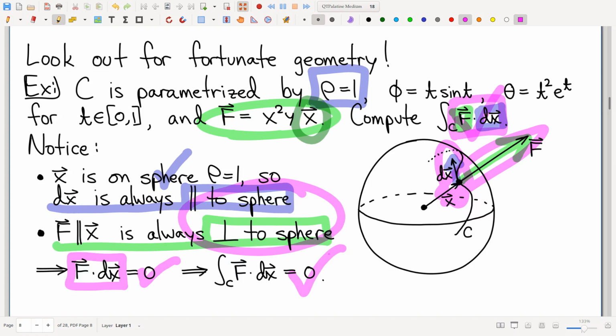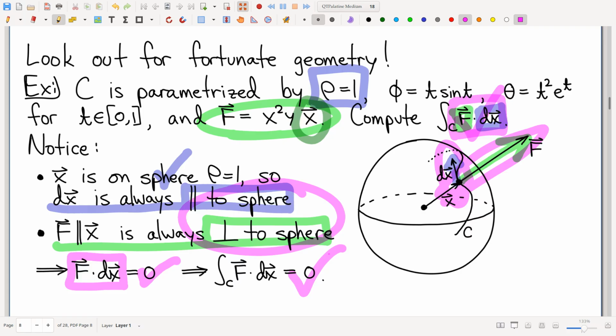Would this work if rho wasn't 1? It would work if rho is any constant. Yeah. So we do need it to be a sphere, so the geometry of the sphere is really, really important in this argument. So yeah, if rho were 3, totally fine. But if rho were some formula, then that's out the window and we're in trouble. The surface has to be uniform.